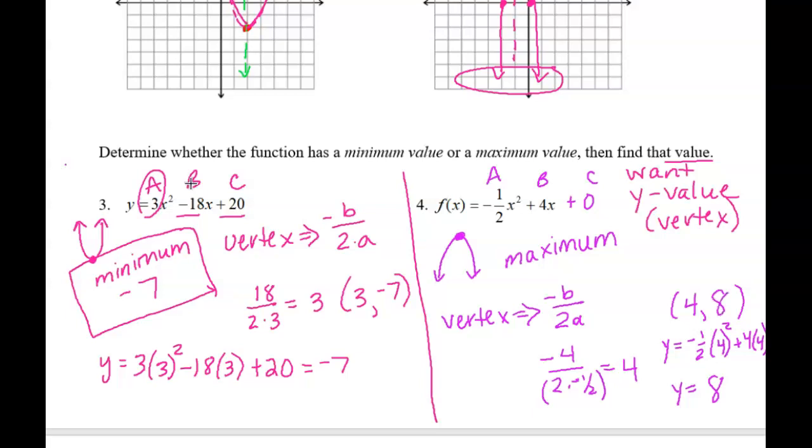So that means our maximum value is 8. And so I'm going to go ahead and circle that right here. I know it's a lot of work, okay? But that's how we find it.